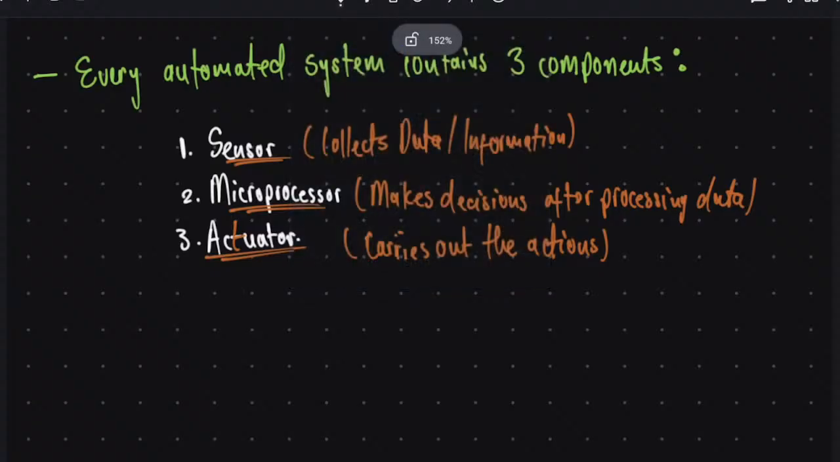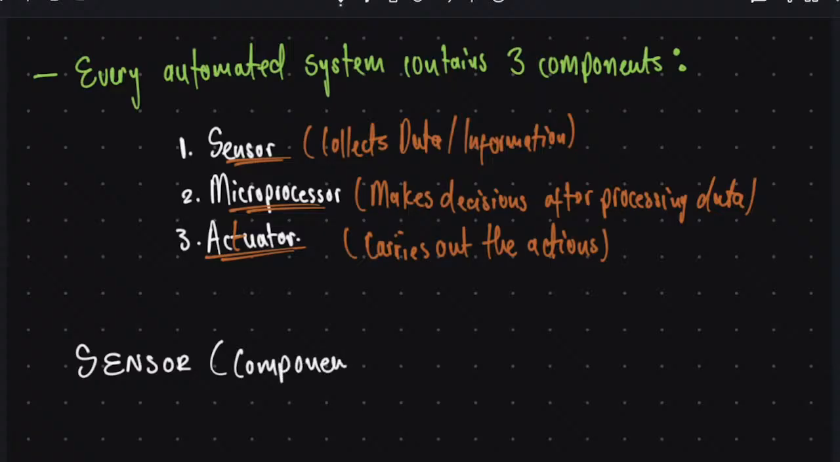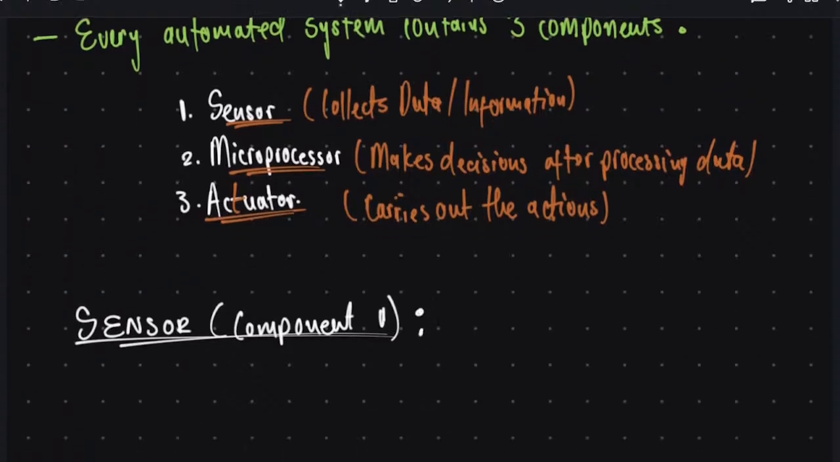Let's go. Component number 1, sensor. I want you to write sensor, in brackets component 1. The first component of an automated system.